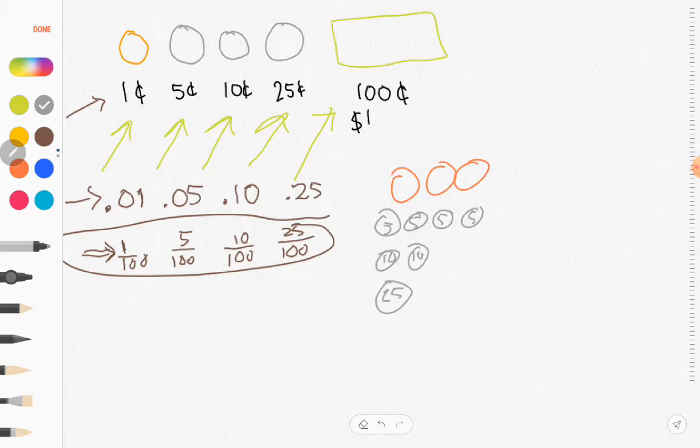Now I'm going to add those up. I have 3 cents. I have 5, 10, 15, 20 cents. 10, 20 cents. And then I have 25 cents. So if I add those up, 3 plus 0 is 3, plus 0 is 3, plus 5 is 8. And then I've got 2 plus 2 plus 2 is 6. So I have 68 cents or 68/100ths.